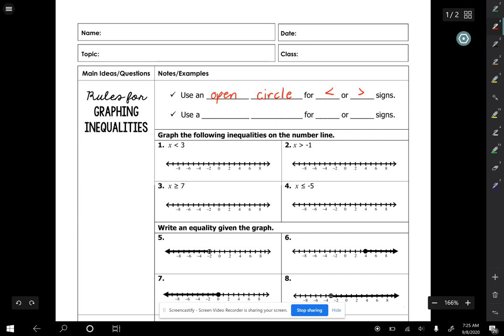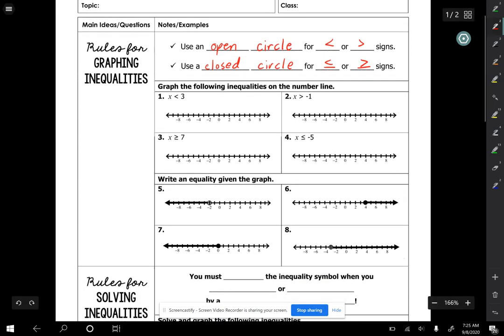For less than or greater than signs, we're going to use an open circle, and we're going to use a closed circle for less than or equal to or greater than or equal to signs. Okay, I'll show you what I mean in a second.